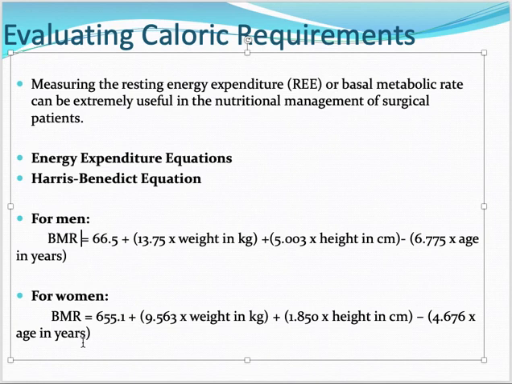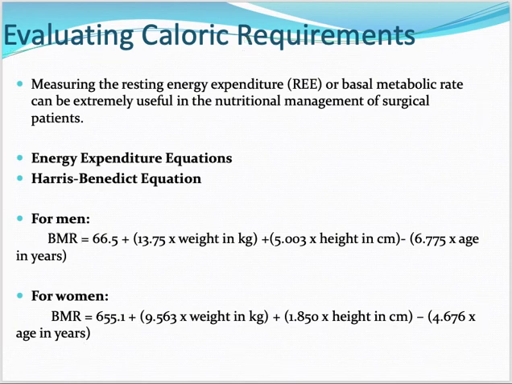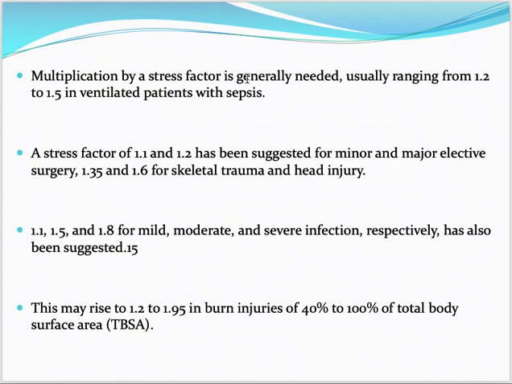And what we do, by the way, whatever the answer is, we multiply it by a stress factor. For example, anyone who is on a ventilator, we multiply the energy requirement by 1.2. Anyone who has sepsis, multiply by 1.5. A stress factor of 1.1 and 1.2 has been suggested for minor and major elective surgery, 1.35 and 1.6 for skeletal trauma and head injury.